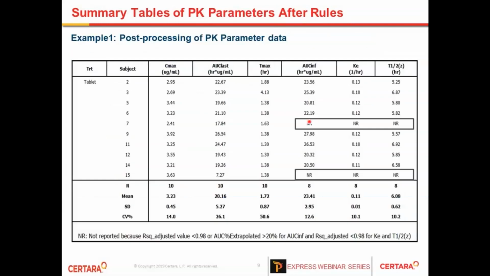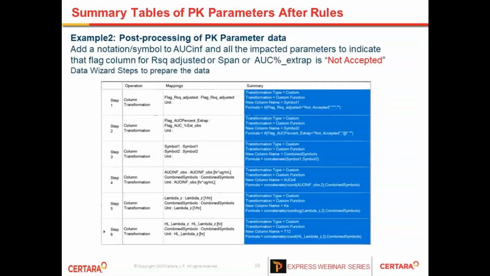So here we have, in place of reporting a value, we can put the code NR for anything that didn't meet the criteria. And then in our table, we can put an explanation down here. So we'll see how to create this table a little bit later. This is just one example. Let's take a look at a second example.